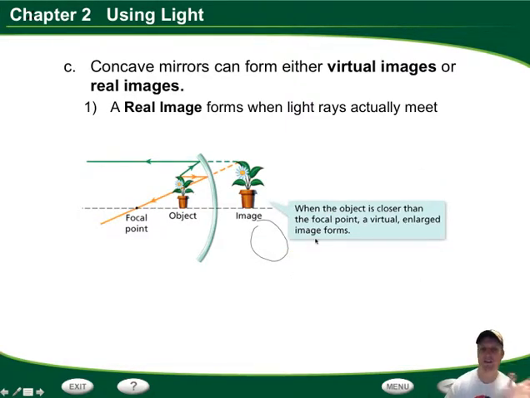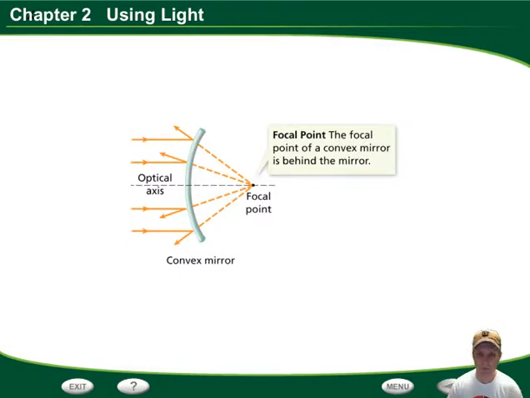Lastly, if the object is closer than the focal point, so we've moved this object all the way up inside the focal point, now notice what happens. As the light comes in, it reflects off the mirror, bounces back, and what we end up getting is a virtual image. Why? Because the light's not actually meeting. Since the light rays don't actually meet, you get a virtual enlarged image. It's going to look bigger than it actually is because of the curve of the mirror. So it's cool how a concave mirror can actually form different types of images, whether they're virtual or real.